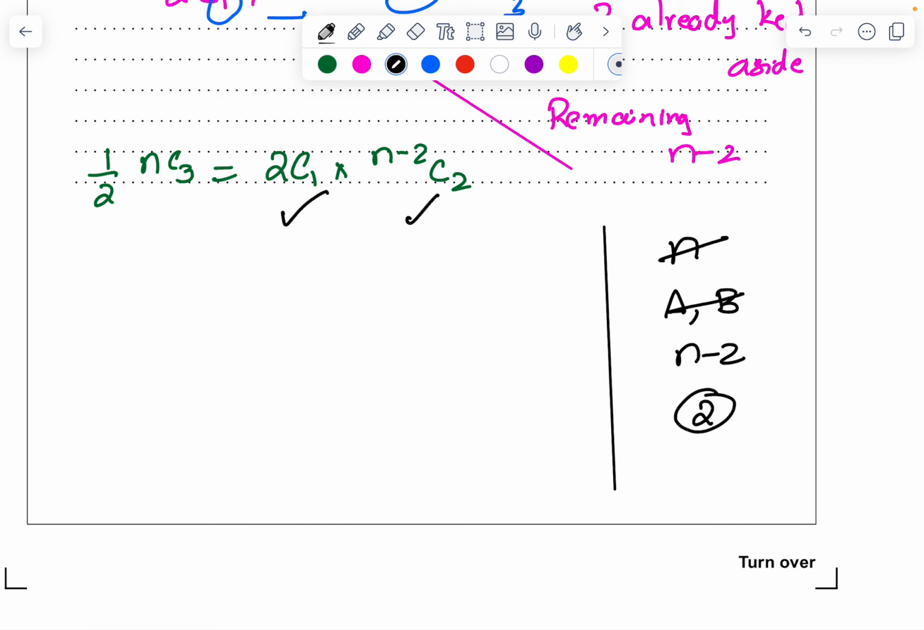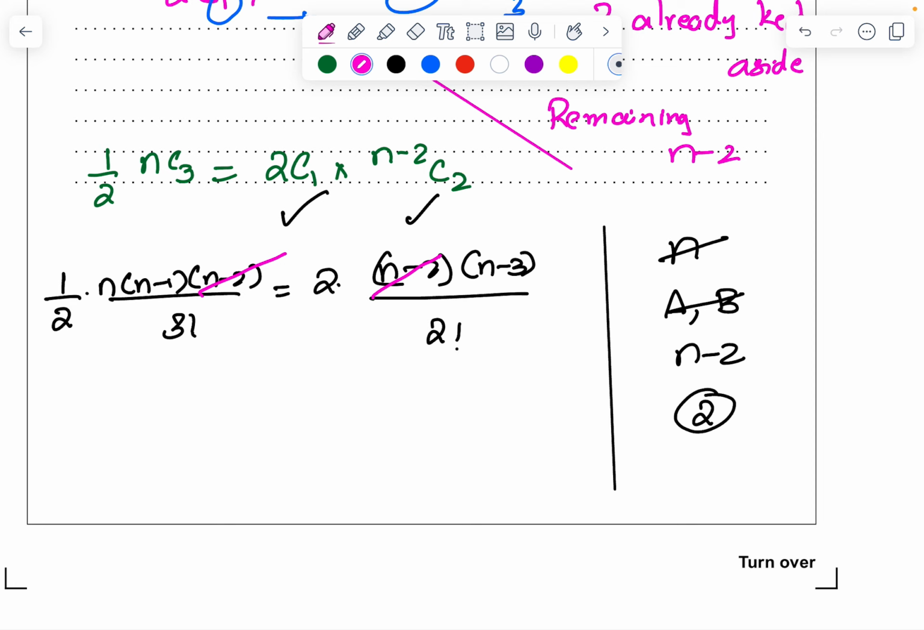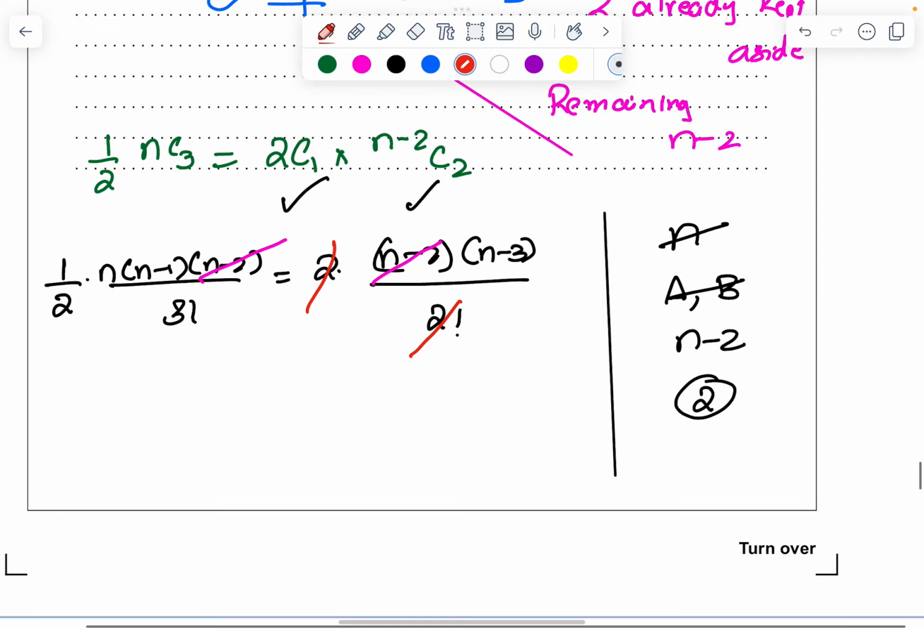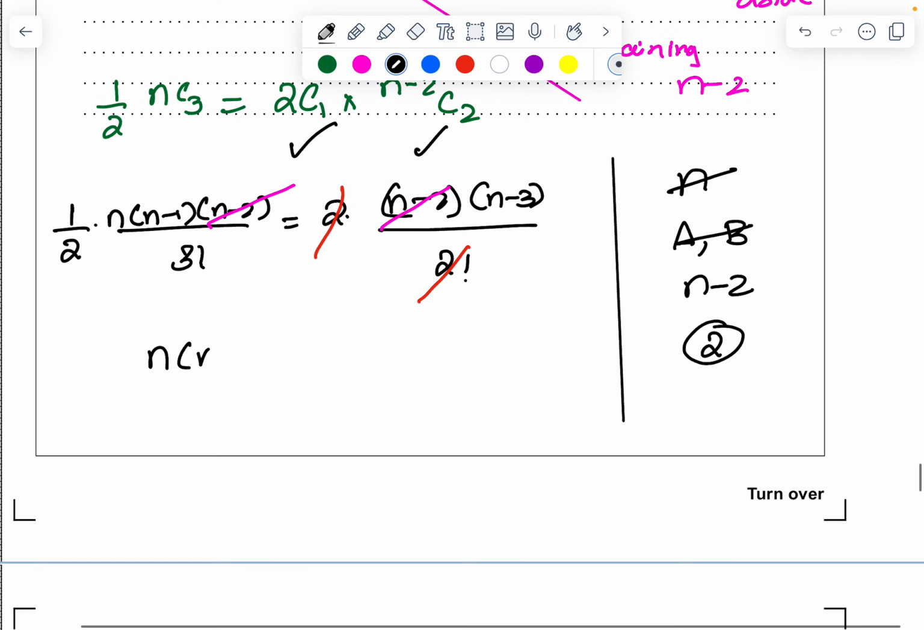So 1 upon 2 NC3, NC3 means n times n minus 1 times n minus 2 by 3 factorial, equals 2C1, which is 2, then n minus 2 C2 will be n minus 2 times n minus 3 by 2 factorial. So from here, n minus 2 gets cancelled. Then 2 and 2 get cancelled. Then I am left with n times n minus 1 equals 12 times n minus 3.